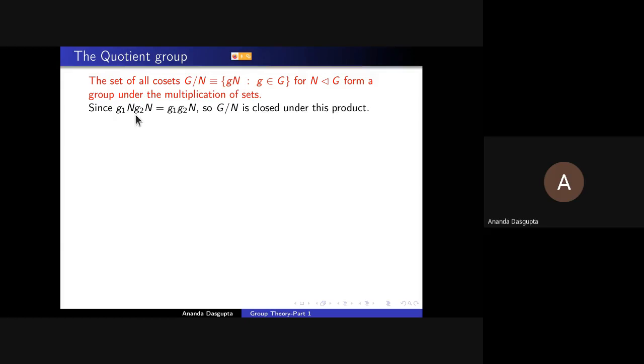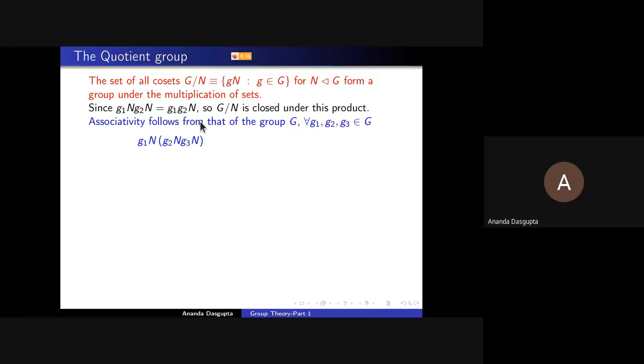The proof is simple. We have just now proven that G1N and G2N, if you multiply two such cosets, you do get a coset. So G by N is closed under this product. At least that was a big hurdle. We have crossed that. Well, why is it associative? Remember, this is a different product we are talking about. So we cannot really borrow the associativity of G directly. But it plays a role here.